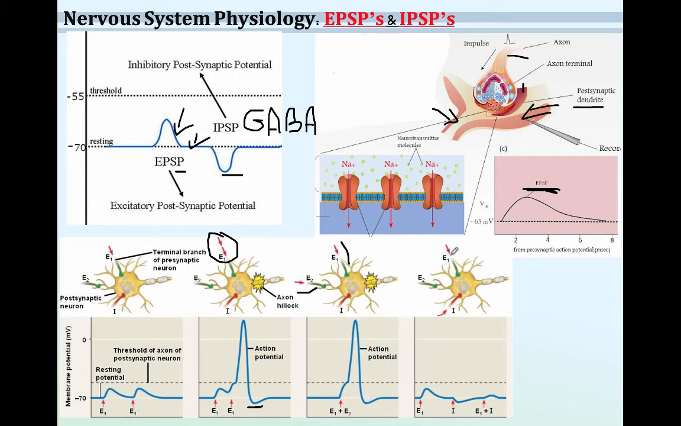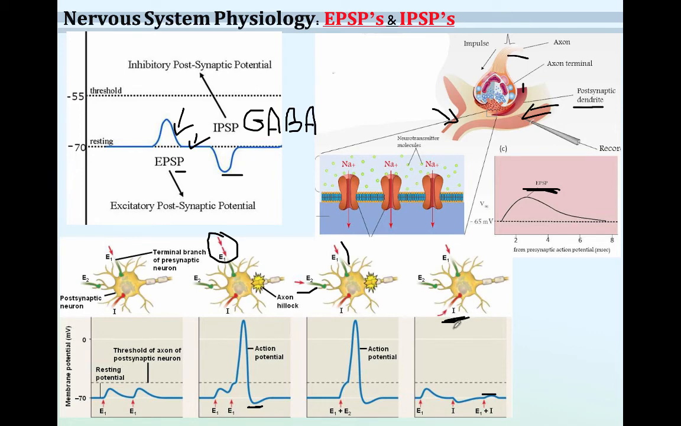Now, in this case, we get an EPSP from neuron number 1, but we get an IPSP from neuron number 3. And now the EPSP and the IPSP add up, but negatively. The IPSP is going to subtract from the EPSP, so it doesn't get anywhere near threshold, and we get no action potential. And so, inhibition.